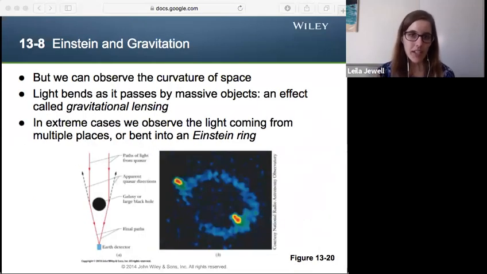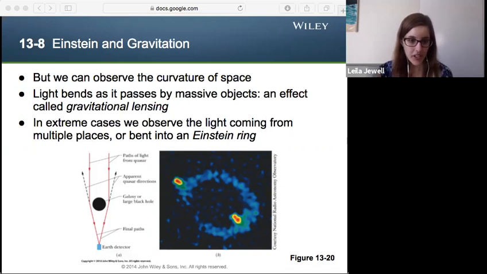So even though we can't step outside the curvature of space, we can observe the curvature of space. The way we can observe it is that it turns out that light bends as it passes by massive objects. This is an effect called gravitational lensing. And in extreme cases, we can observe the light coming from multiple places or bent into an Einstein ring.